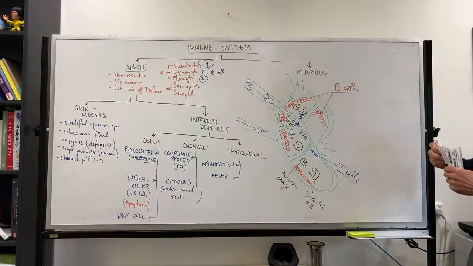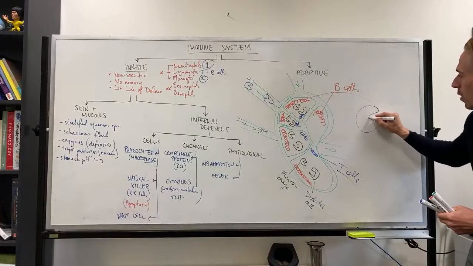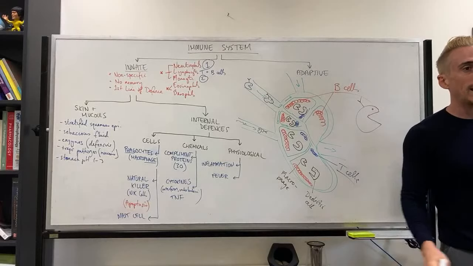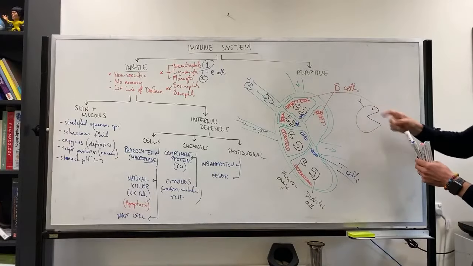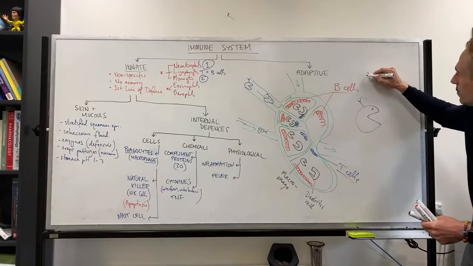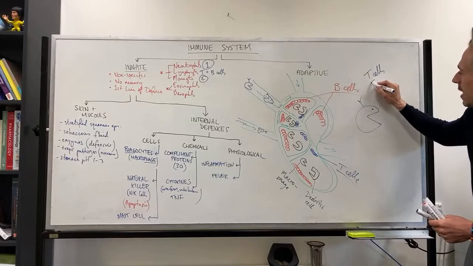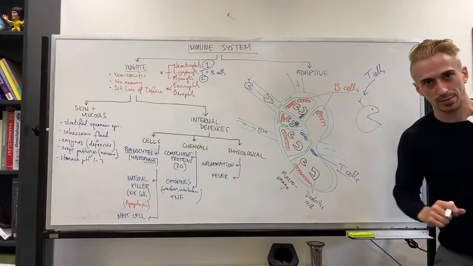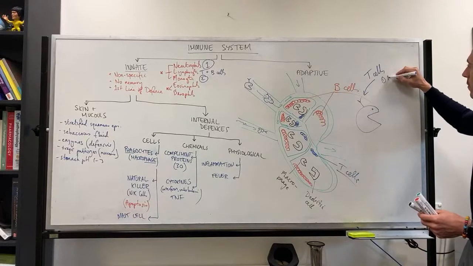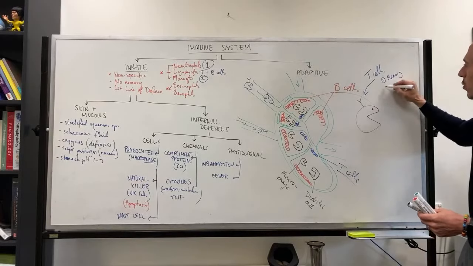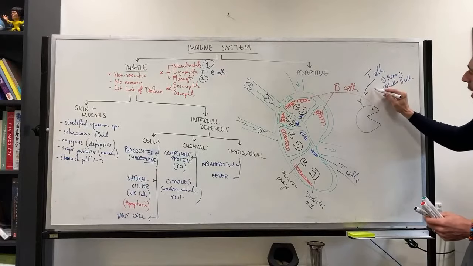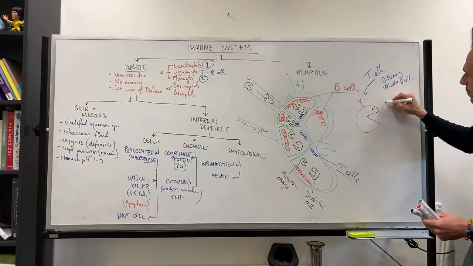Why do we have this? What's the point of waving these antigens? When we have a macrophage that's holding that antigen, that antigen is a flag to call in T cells. So the T cells see that antigen, that flag. And what the T cells do is a couple of things. One, it creates a memory. Two, it calls in B cells.